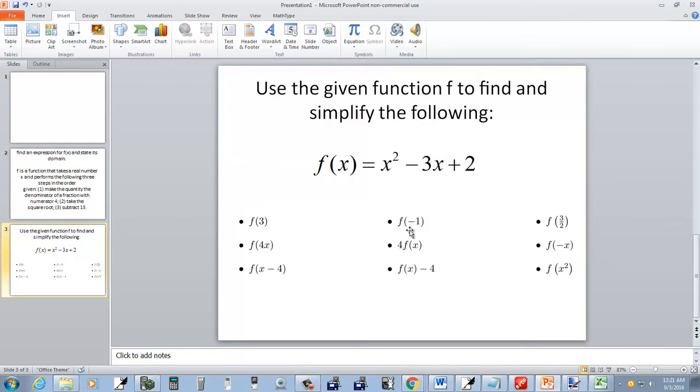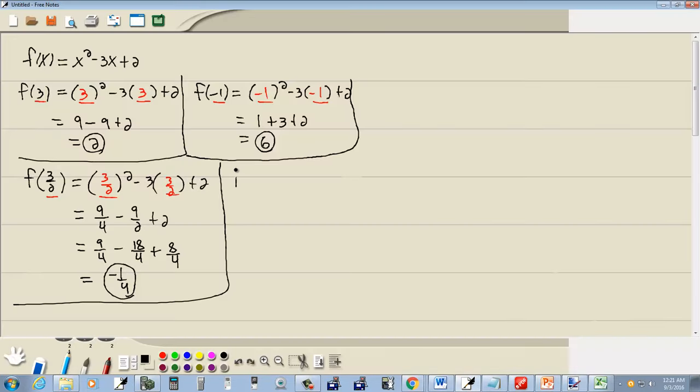Okay, well our next one is f of 4x. So I'm going to go through my original function and replace my x's with parentheses. So I got parentheses squared minus 3 times parentheses plus 2. And evaluating is always the same. Whatever's right here inside this parentheses goes inside these parentheses. So I'll put a 4x here and I'll put a 4x here.